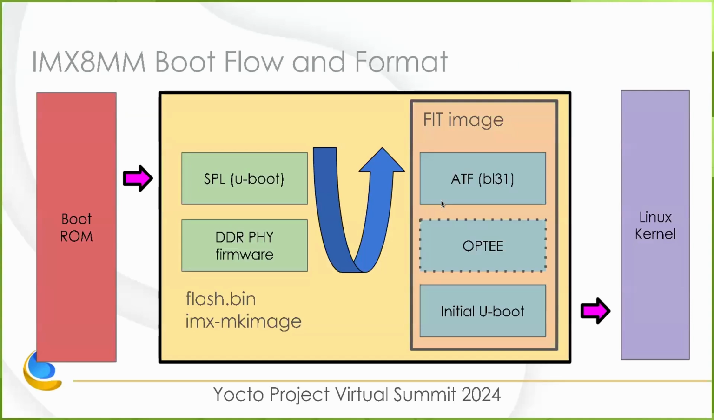So the boot ROM goes and loads up this boot container and loads up the secondary program loader. That loads up the DDR firmware, which goes and loads up a FIT image, which has ARM trusted firmware, as well as optionally OP-TEE, and then the initial boot U-boot, which then loads up the kernel. So in my case, something's happening at that blue arrow. I'm getting SPL. I'm getting the DDR firmware loaded, but it's not hitting that FIT image.